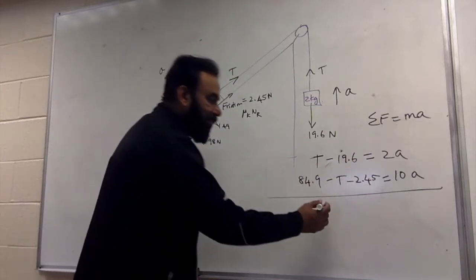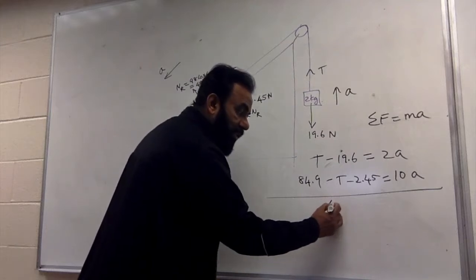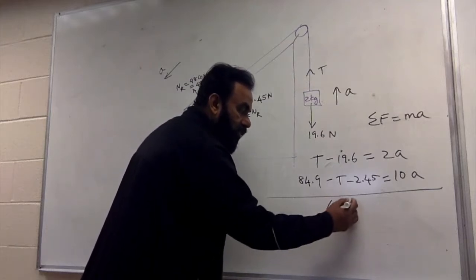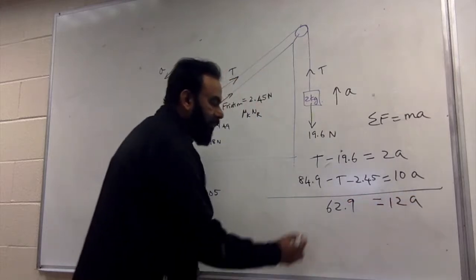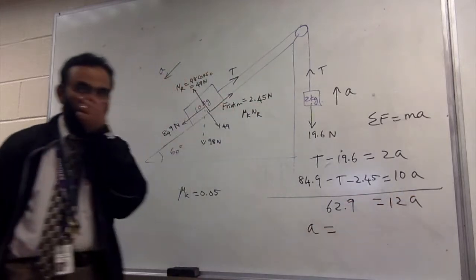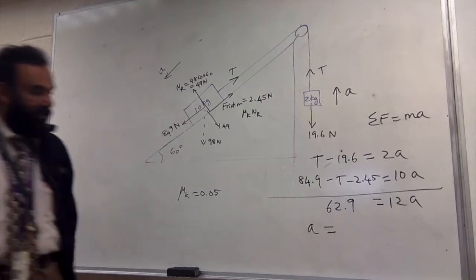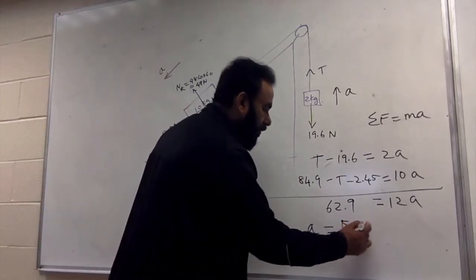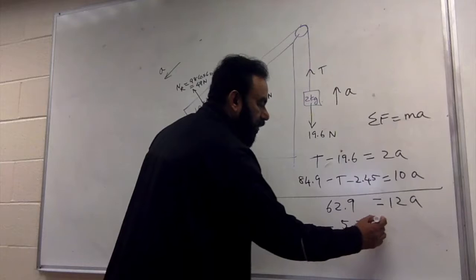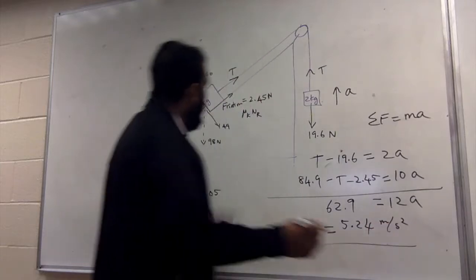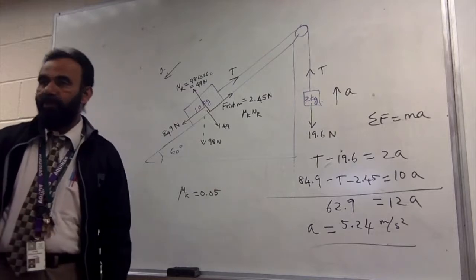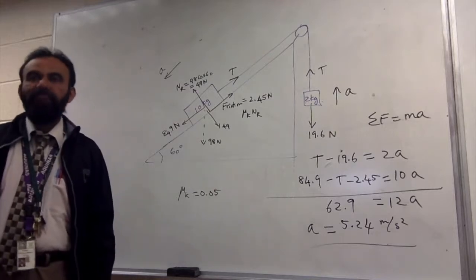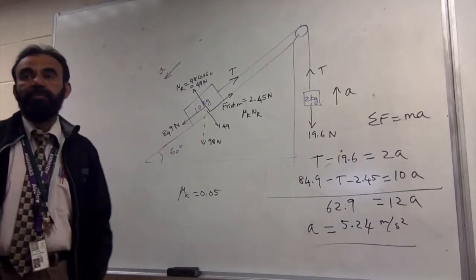What is all that? 62.9 is equal to 12A. So what is A? 5.24 meters per second squared. So this thing is going to accelerate this way. And since your answer comes out positive, you say, all right, my judgment was correct. It was actually going this way.